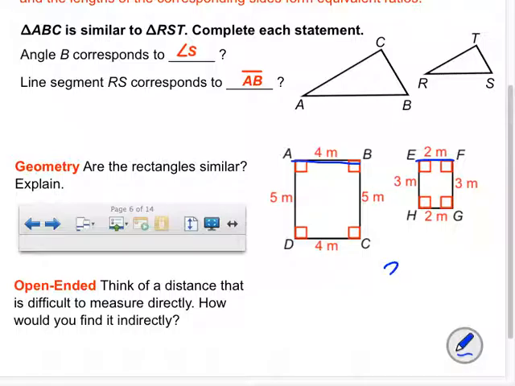I'm going to do 2 over 4. Okay. Now, if they're similar, they have to be similar for all the parts, right? So what corresponds to BC? FG, right? Okay, so this from AB and EF, that ratio needs to be equal to BC and FG.